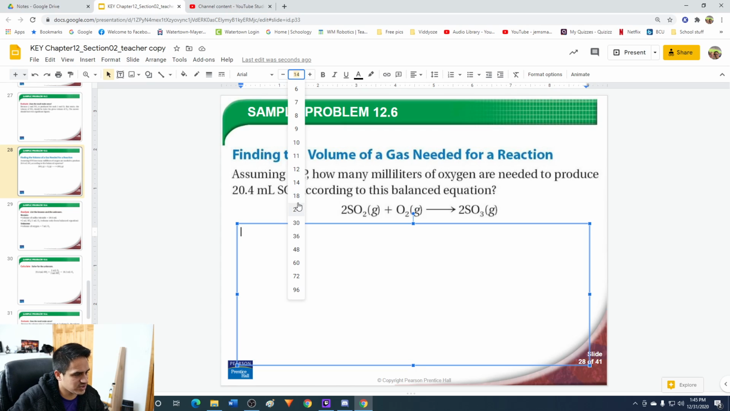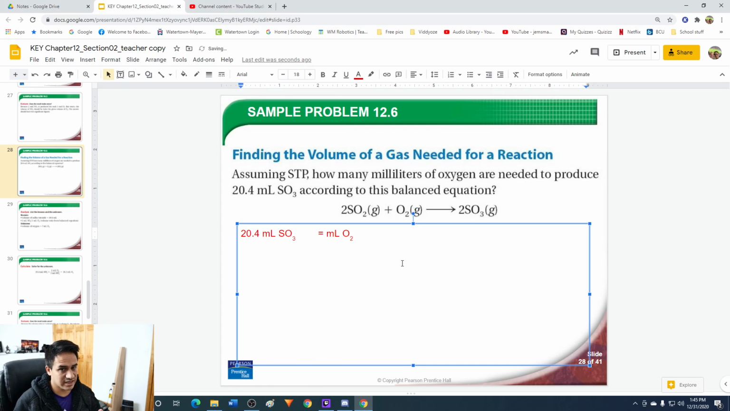All right, now this one is interesting. And the reason why it's interesting is because they're starting off in the unit of milliliters rather than liters. And they also want us to get a final answer in milliliters, not liters. Now, this really isn't any different than any of the other ones we've done. Step 1 is still going to be convert milliliters of SO3 into moles of SO3. That's step 1, just like in the last ones. Step 2 is going to be to convert moles of SO3 into moles of O2.